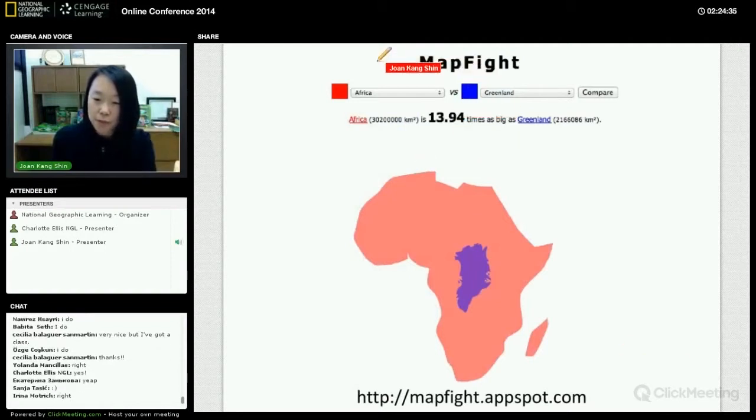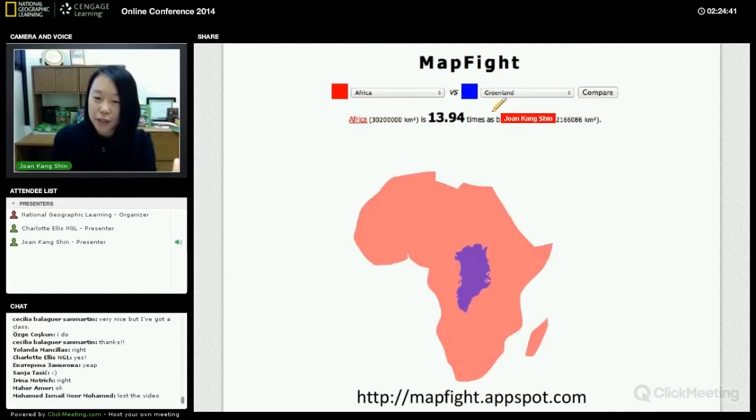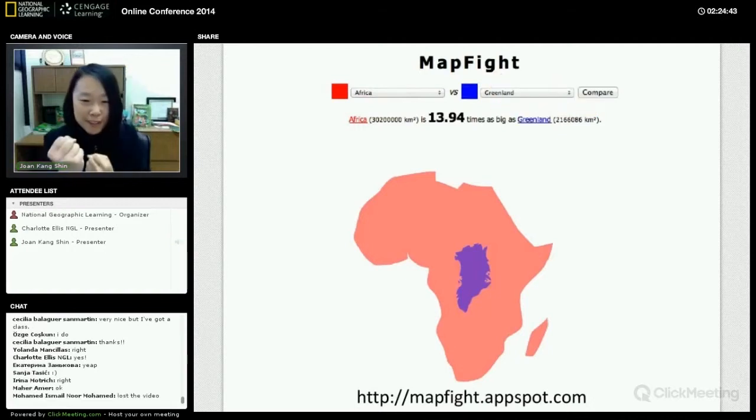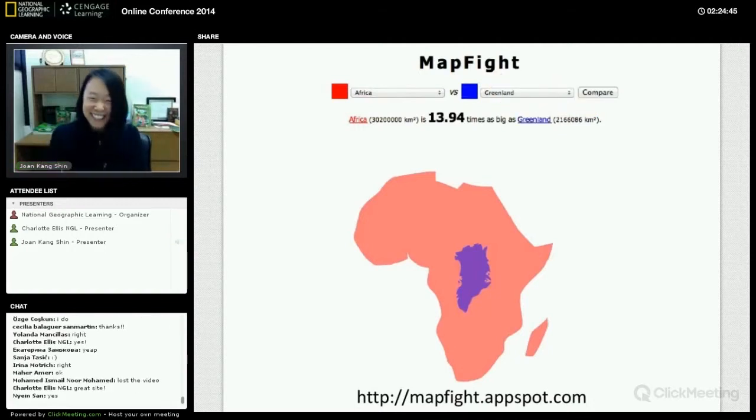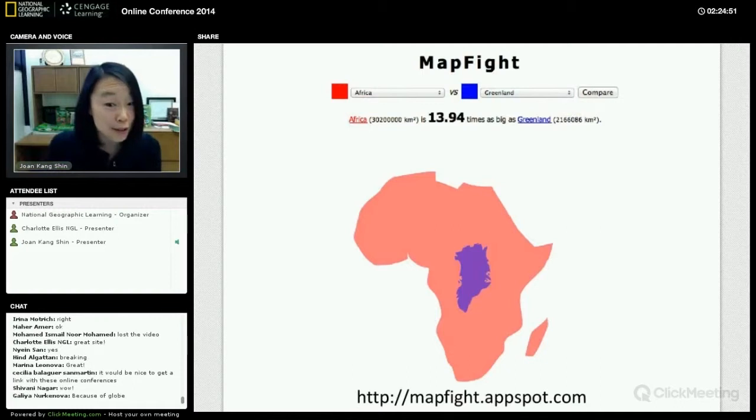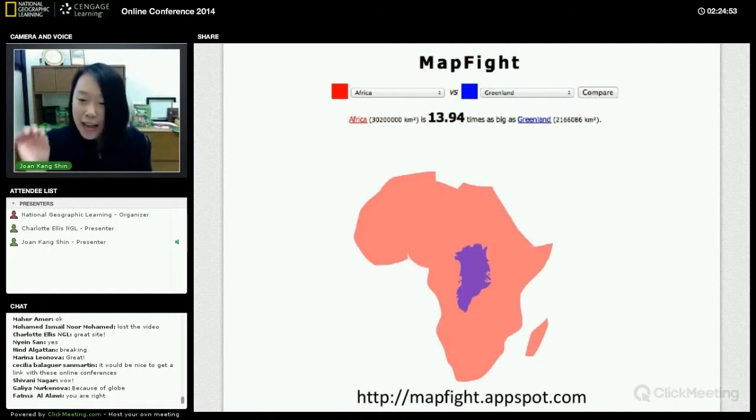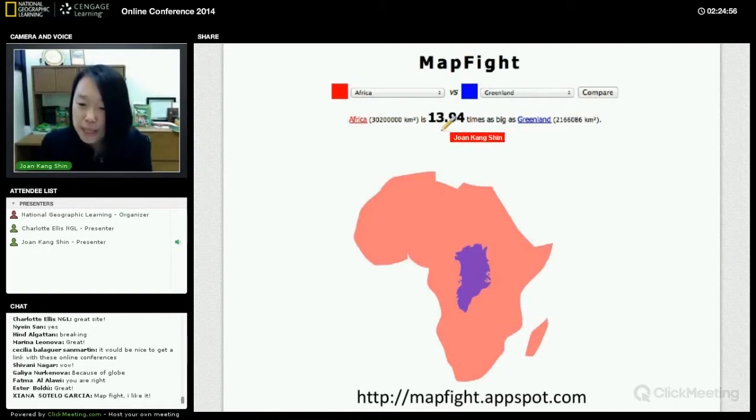Okay, this is called Map Fight, and it's an app you can get online. You can put in any continent or country here in red, any continent or country here in blue, and then have a map fight. See which one is bigger. You can spend hours and hours and hours on this app comparing your country to all the others in the world. Now you can see here Africa is 13.94 times as big as Greenland.